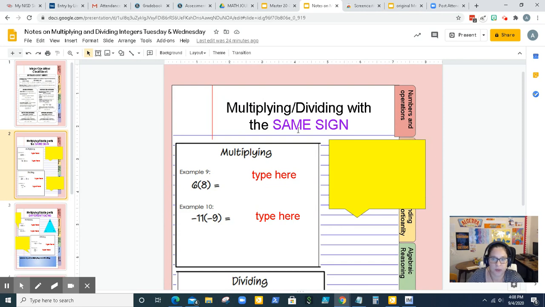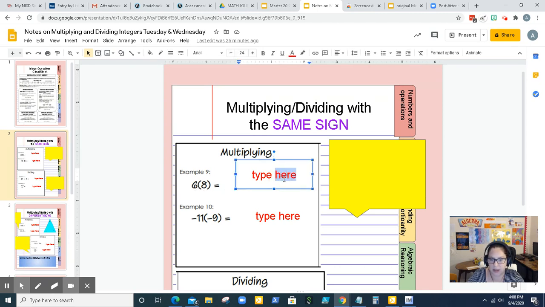Okay, so when you're multiplying or dividing with the same sign, 6 times 8, so it's a positive times a positive, you're going to get a positive answer. So 6 times 8 is 48. So make sure that you update your box. Make mine a little bit smaller.